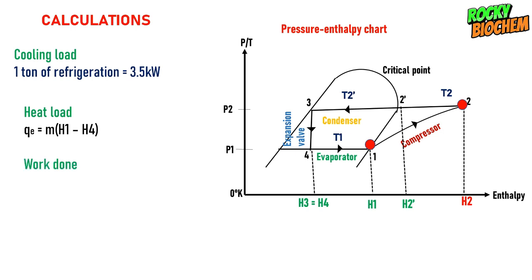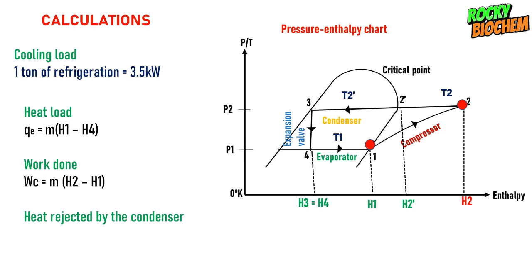We would also be asked to calculate the work done, and the work done here occurs at the compressor region, because it is only the compressor that exists as a pump which compresses the saturated vapor into a superheated vapor state. So the work done is actually done at the compressor region. If you want to determine it, it can be obtained by multiplying the mass flow rate of the refrigerant by the difference between H2 and H1.